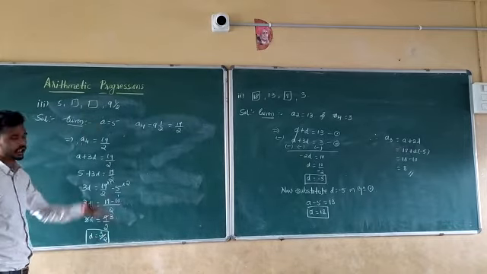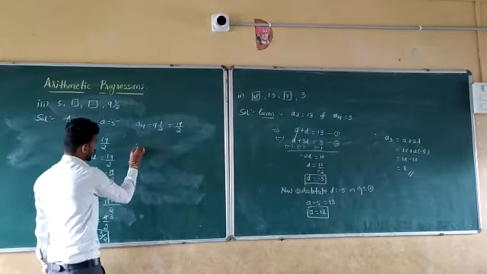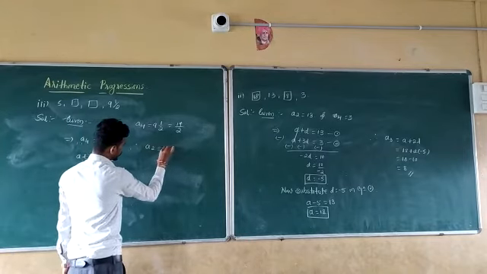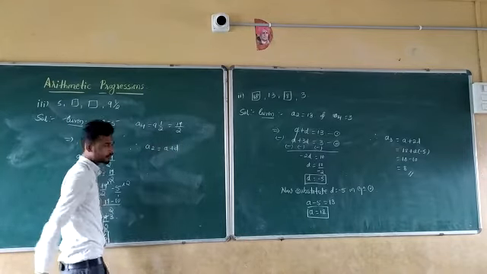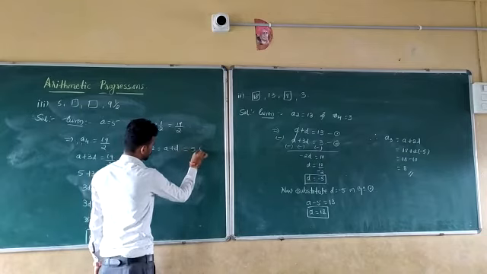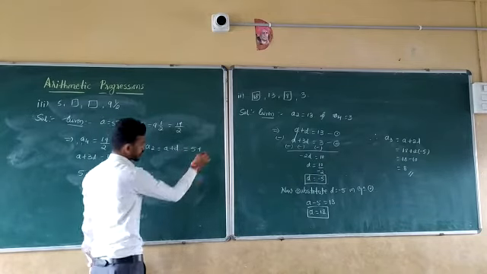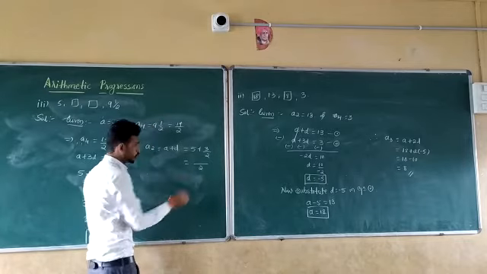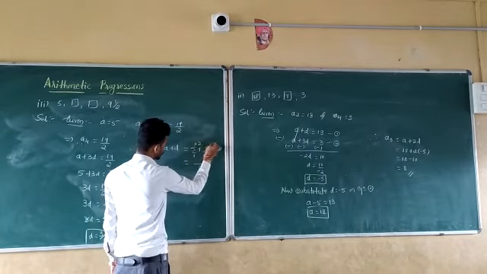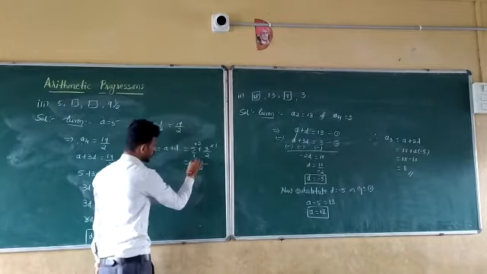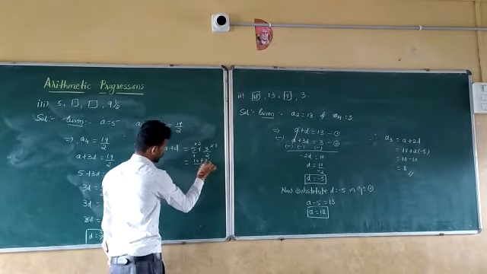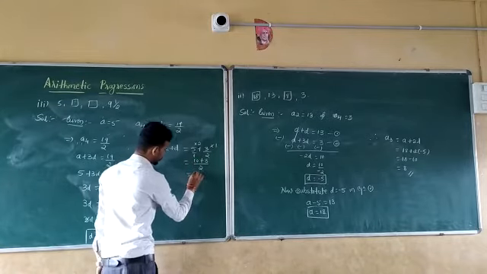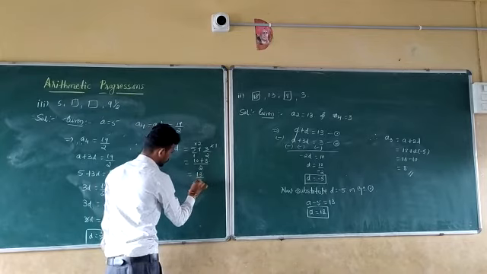Now find A2 and A3. Therefore, A2 is equal to what we can write? A plus D. So A is 5 plus D is 3 by 2. So what is the LCM? 2. So 1 2s are 2, 2 1s are 2, 5 2s are 10, 10 plus 3 ones are 3. So 10 plus 3, 13 by 2.